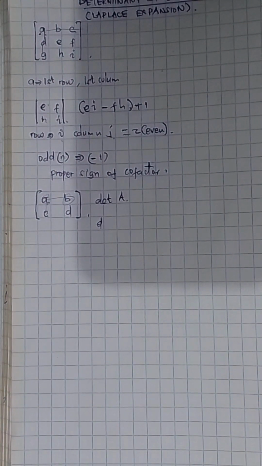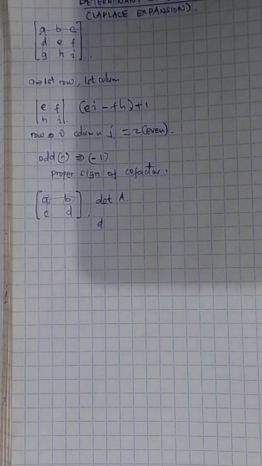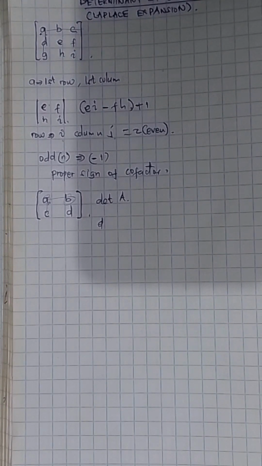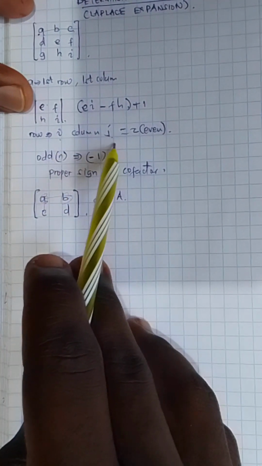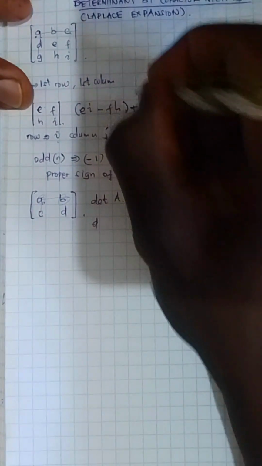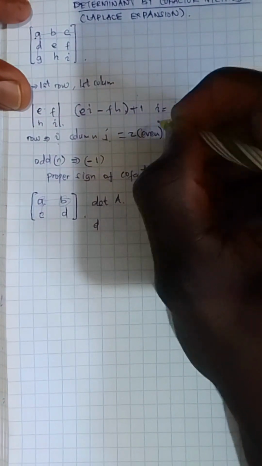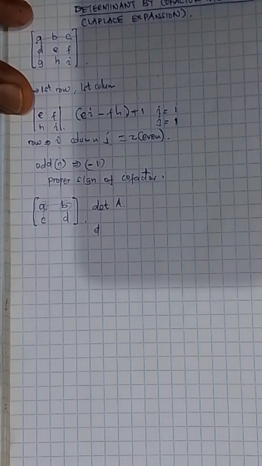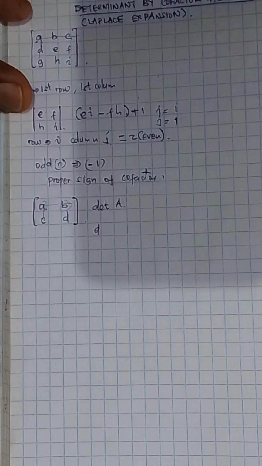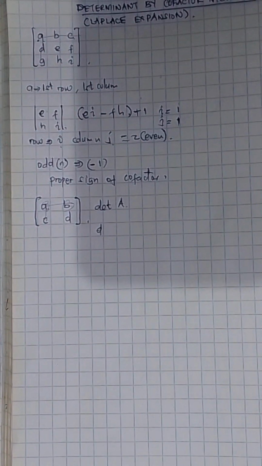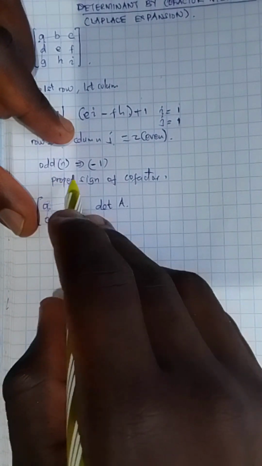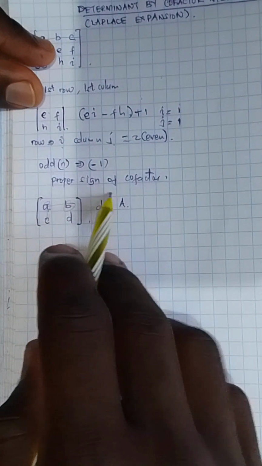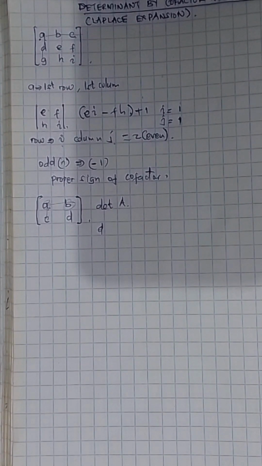Then we multiply with the proper sign. How do we find this proper sign? We know that A belongs to the first row, first column. So you add the row and the column which A belongs to: I for A is 1, and J for A is 1 also. So I plus J gives us 2. If the sum of the row and the column is an even number, then we multiply the minor by a positive 1. Whereas if I plus J is an odd number, then we multiply the minor by negative 1. From this we designate the proper sign of the cofactor.